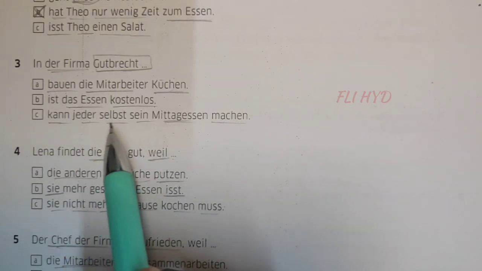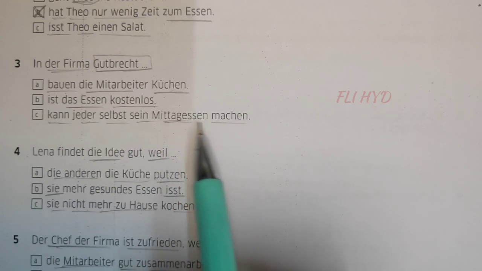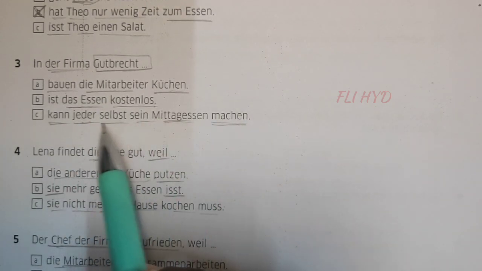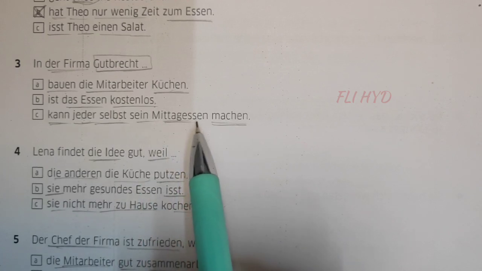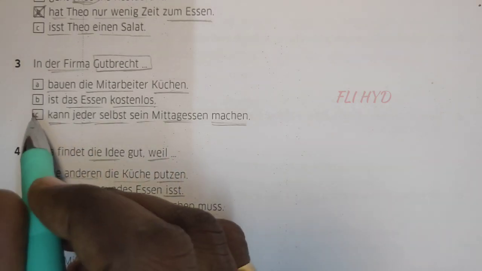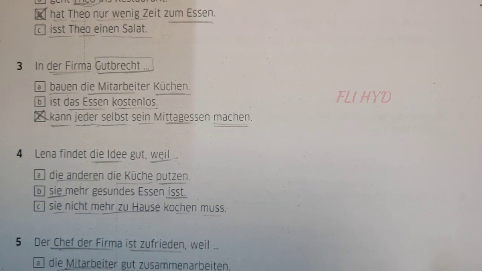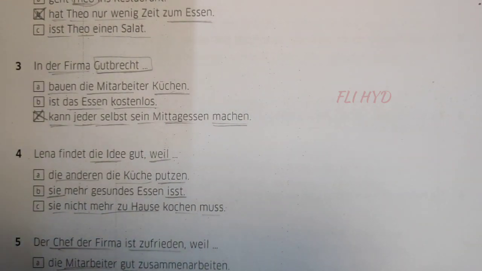Kann jeder selbst sein Mittagessen machen? Yes, one can make selbst, oneself, sein Mittagessen, his lunch. One can prepare his own lunch in the office. Yes, that is the right option. Clear? Now let's see the fourth paragraph.